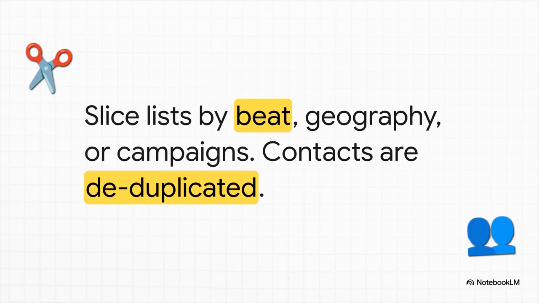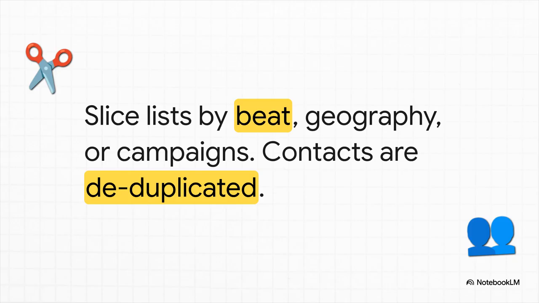Now, how you slice and dice these lists is totally up to your specific strategy. You could divide them by beat, maybe by geography, or even by tier. Like if you want to send embargoed news to top-tier outlets a full 24 hours early. You can even spin up quick one-off lists for a quarterly push.